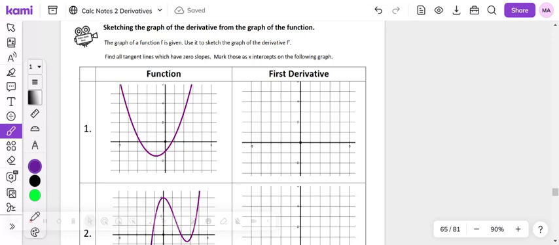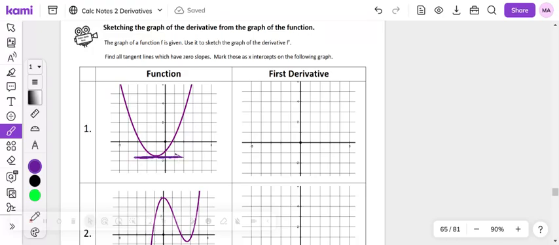Hi everyone. What we're going to work on in today's video is how to sketch the graph of a derivative from the graph of the original function. So I kind of go through a system here. The first thing I like to find is where the slope of the tangent line is 0.